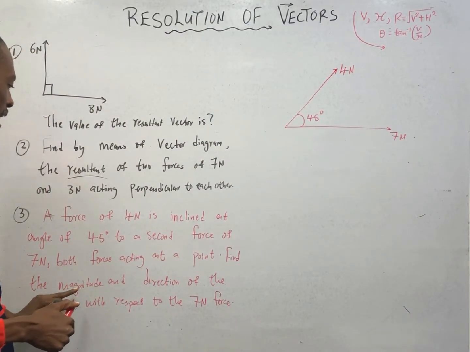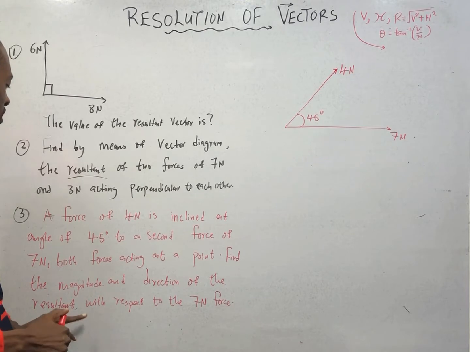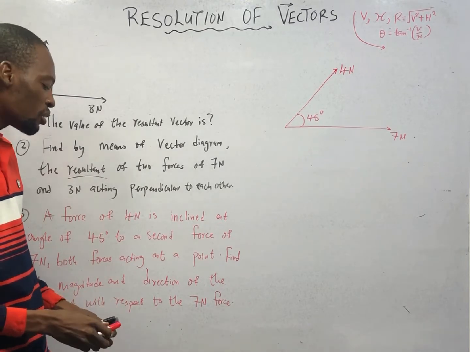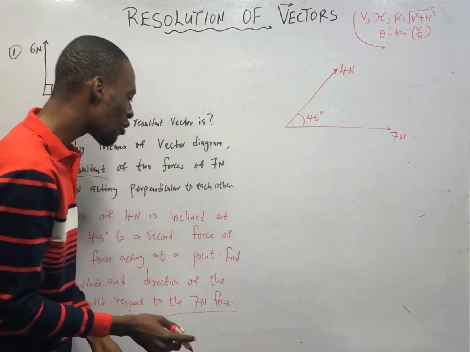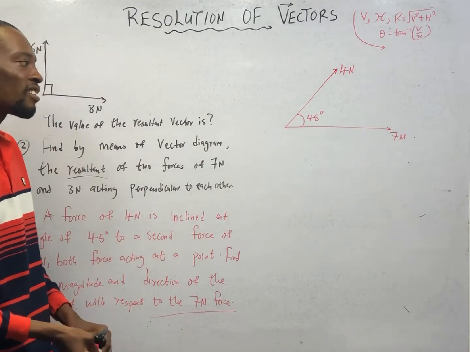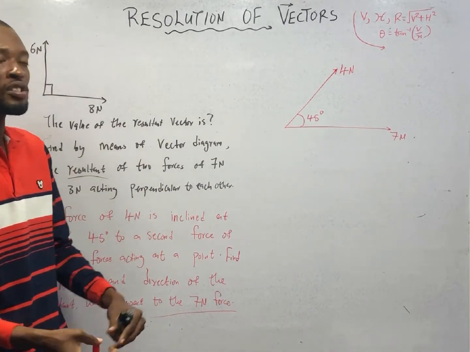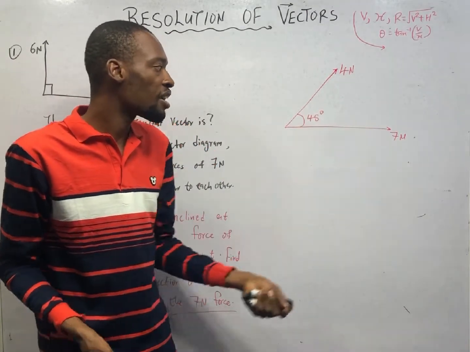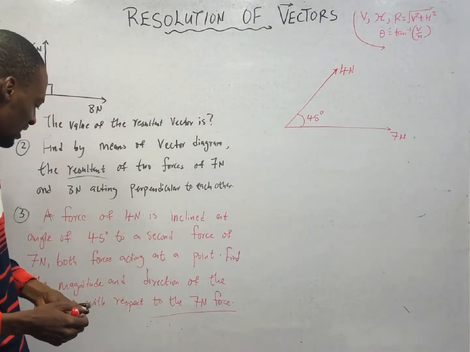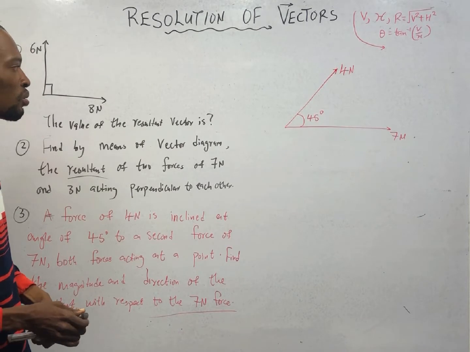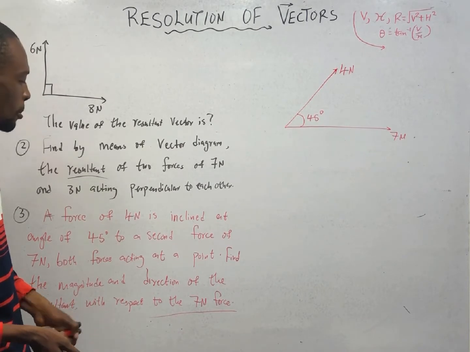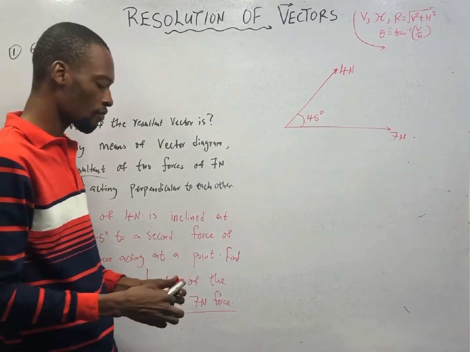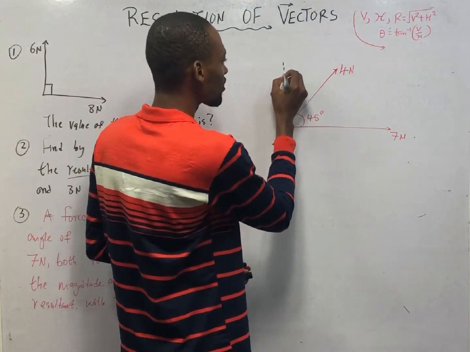Find the magnitude and direction of the resultant with respect to the 7 Newton force. In other words, find the magnitude and direction the force makes with the horizontal. Because when you mention 7 Newton, it is the horizontal force. So, ladies and gentlemen, nothing to look at here. So, this is like this.